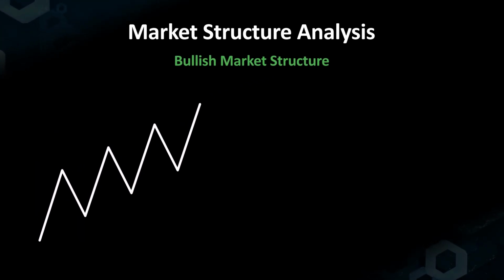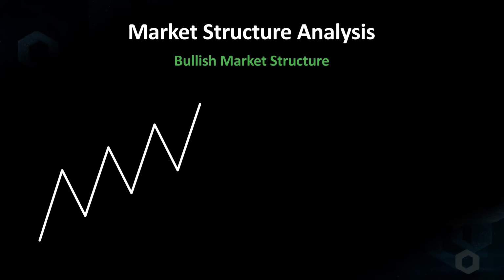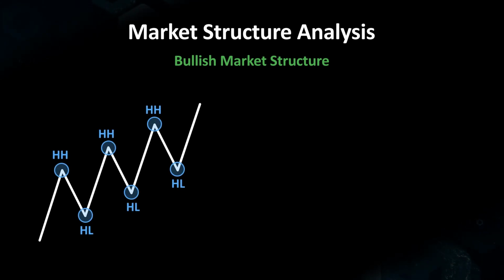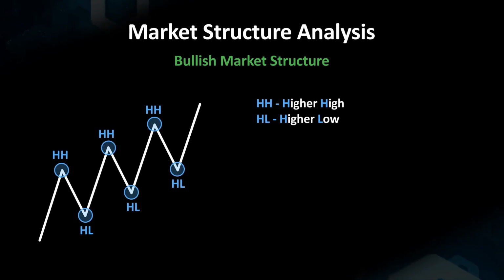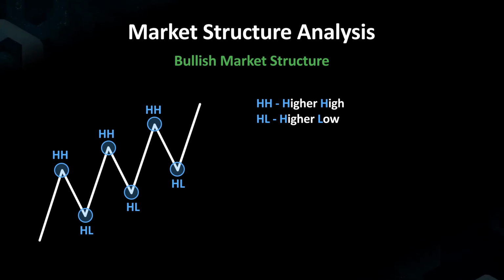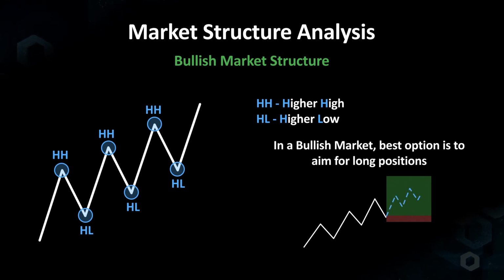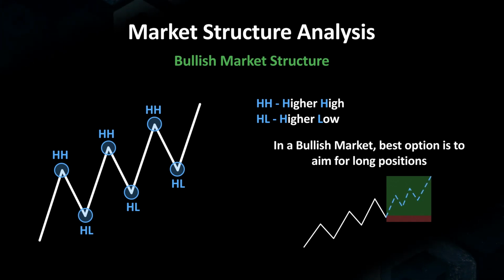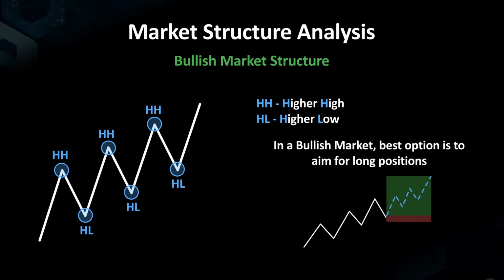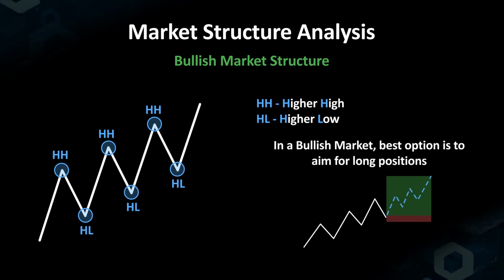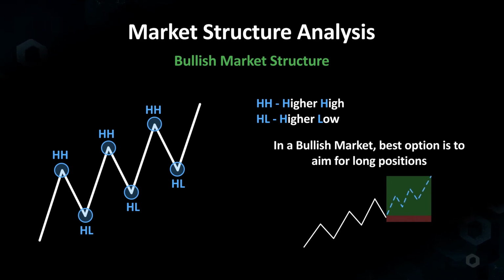First, let's discuss the bullish market structure. In an uptrend, we see a series of higher highs and higher lows. Each new high is higher than the previous one, indicating strength and buyer dominance in the market. Identifying bullish market structure allows us to focus on buying opportunities, as the upward momentum suggests higher prices in the future. It's important to align our trades with the prevailing trend for higher probabilities of success.